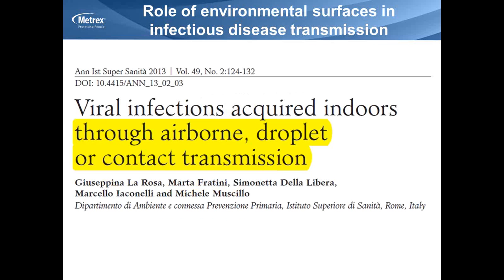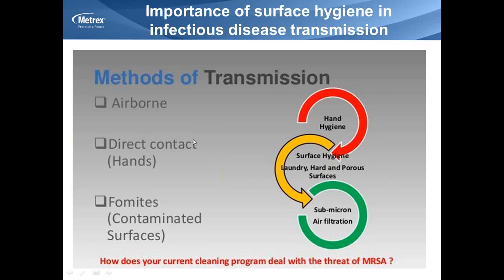I want to go through a more detailed study. It shows that indoor viral infection can be acquired through airborne, droplet and contact transmission. What does that mean? All three transmission modes, airborne, direct contact, and fomite, were traditionally seen as independent, but more and more evidence shows they are interlinked. They can be bridged. And the bridge is the environmental surface.